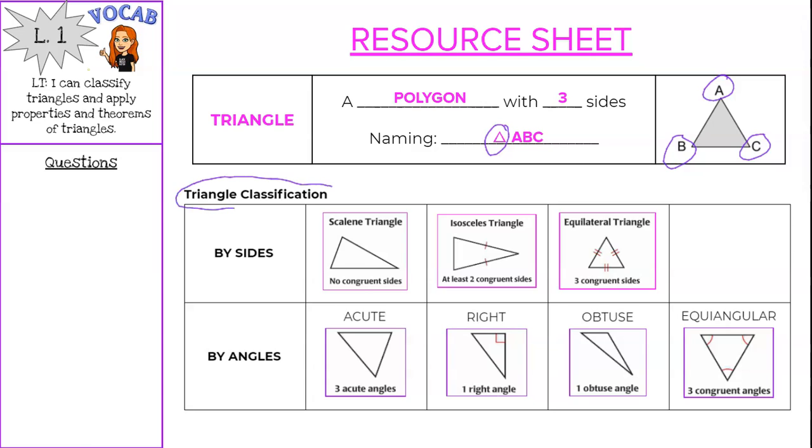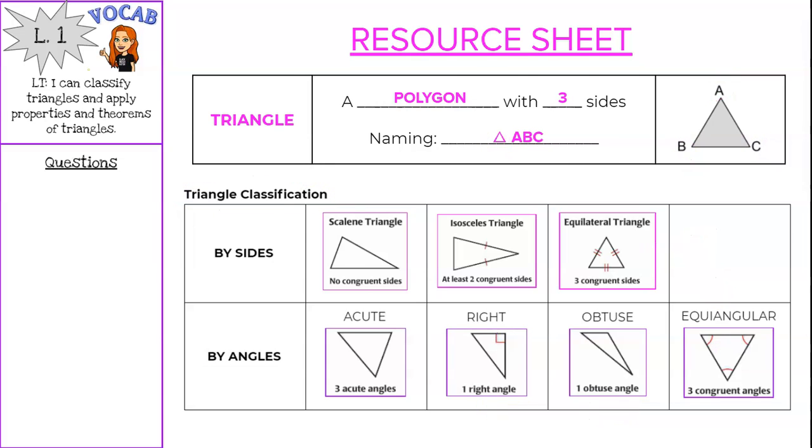And we can classify triangles by sides. Scalene: no congruent sides. Isosceles: 2 congruent sides. Equilateral: 3 congruent sides. And we can classify by angles. Acute: 3 acute angles, so none of them are bigger than 90 degrees. Right means you have 1 right angle, or 1 90-degree angle. Obtuse means you have 1 obtuse angle, so 1 angle that is greater than 90 degrees. And then equiangular means all 3 angles are congruent, so they would all be 60 degrees. That is a consequence of being equilateral. All equilateral triangles are equiangular.